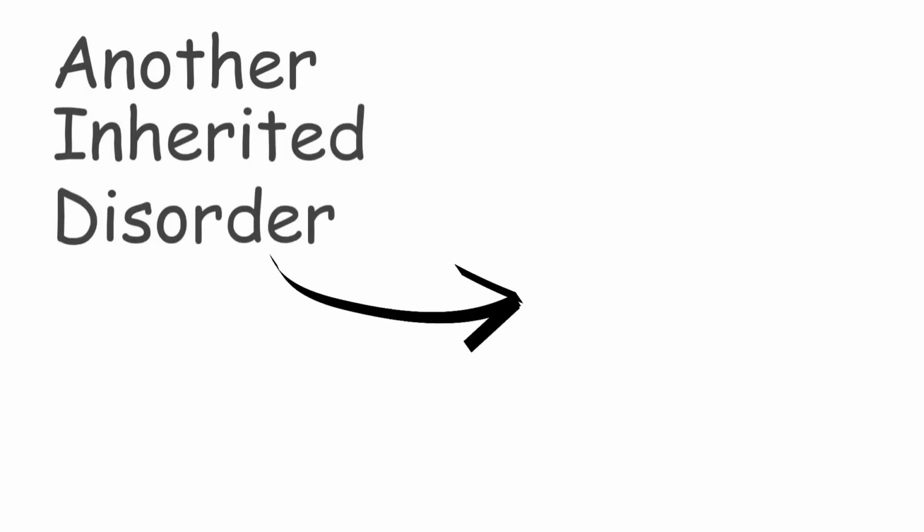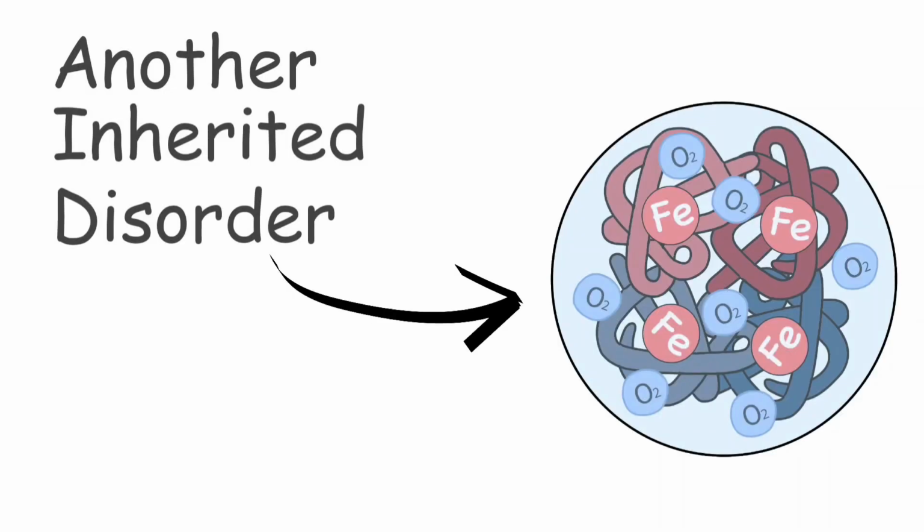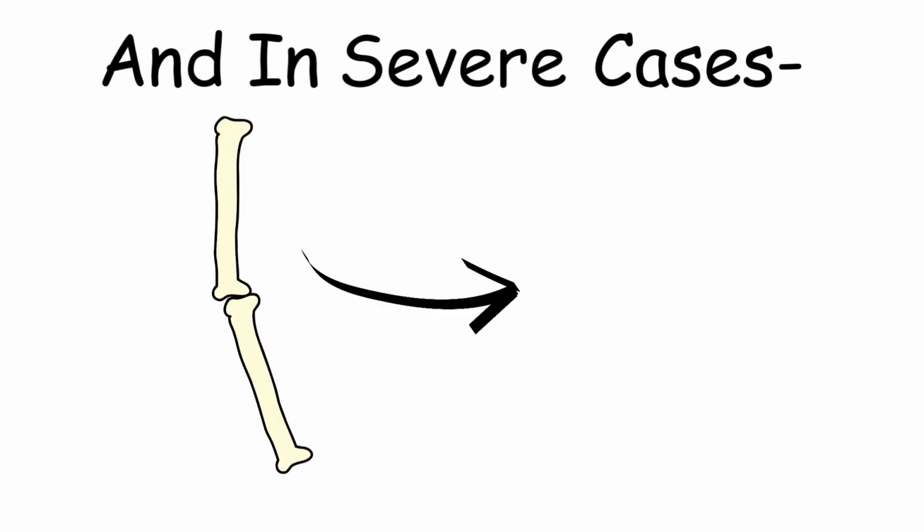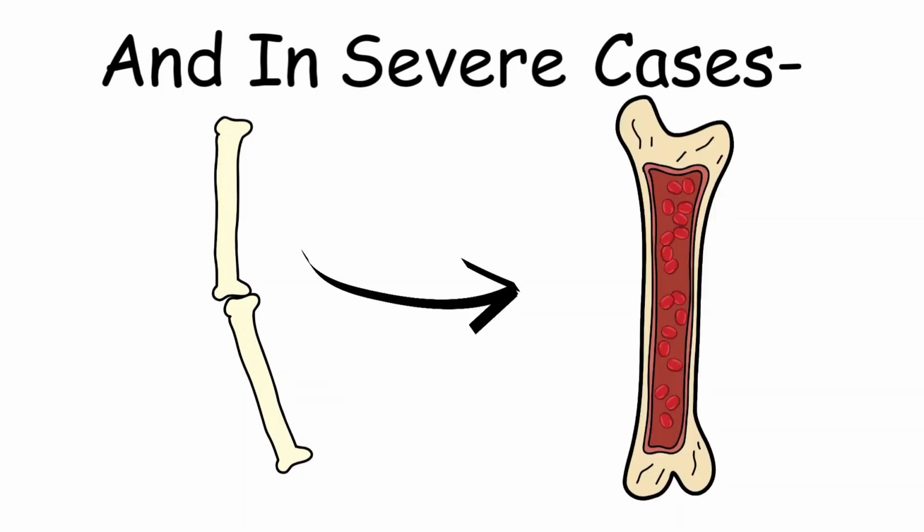Then there's thalassemia, another inherited disorder that affects hemoglobin, the protein that carries oxygen. Depending on the mutation, your body might make too little hemoglobin, or make it incorrectly. The result? Fatigue, weakness, and in severe cases, bone deformities as your marrow struggles to overproduce red blood cells.